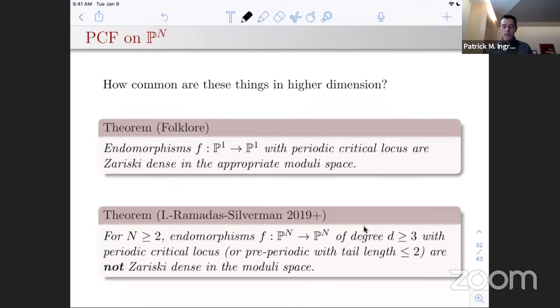And one thing I want to point out quickly is that there's some reason to believe that these things are a lot less common in higher dimension. So there's a sort of folklore theorem. It's true, but it's always a question of who we attribute it to exactly. I think Adam Epstein is actually the one I heard it from, that endomorphisms of P1 that are post-critically finite, in fact, even if you just look at periodic critical locus, those are Zariski dense in the moduli space.